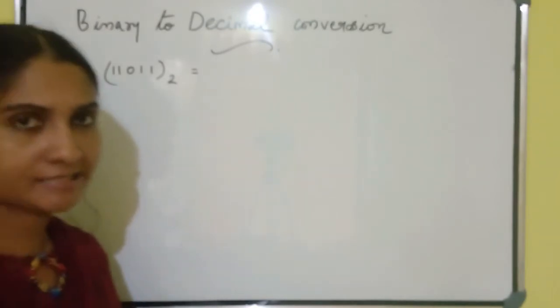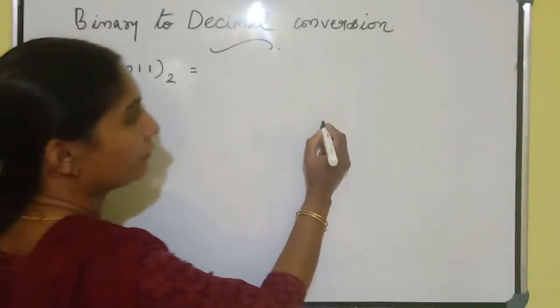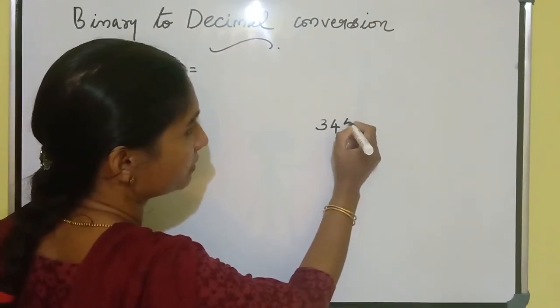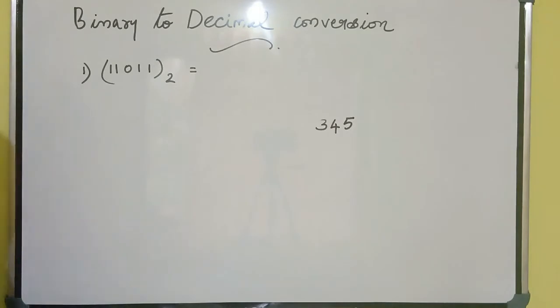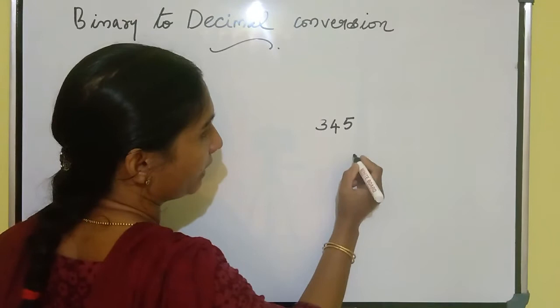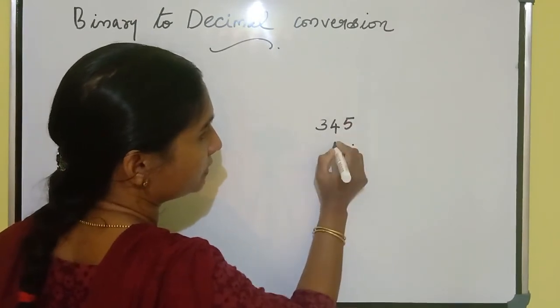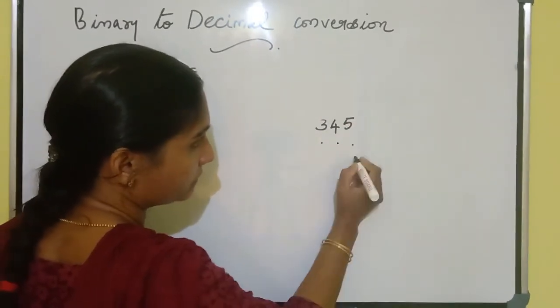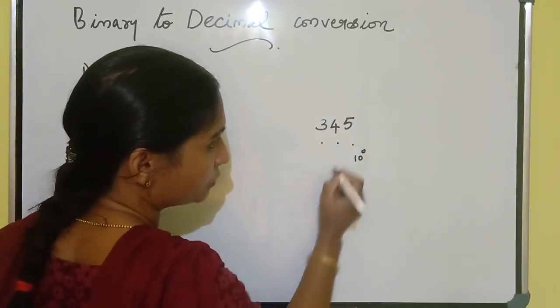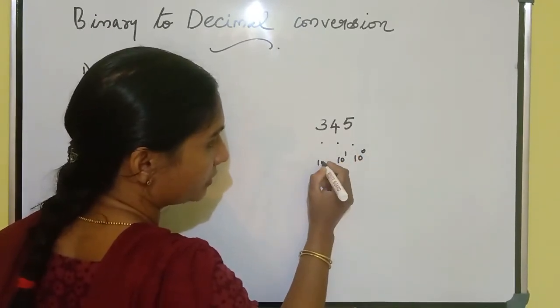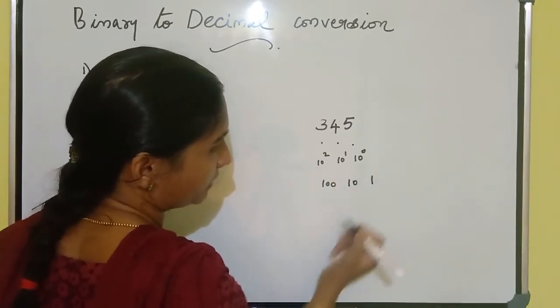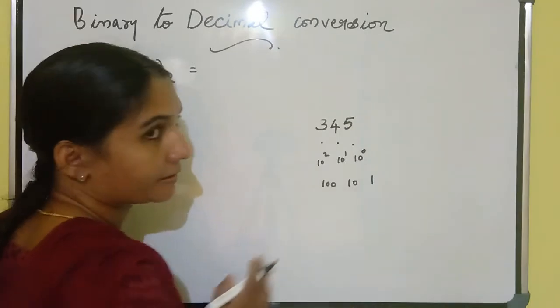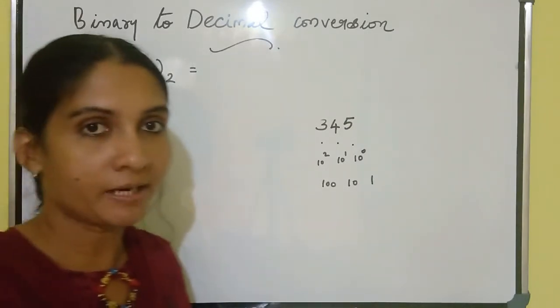If you consider a decimal number, like 345, can you explain the place values of this number? This one is the ones place, this one the tens place, and this one the hundreds place. We can represent them like this: 10 raised to 0, 10 raised to 1, 10 raised to 2. That means hundreds place, tens place, ones place. We can split the number this way in the case of a decimal number system.